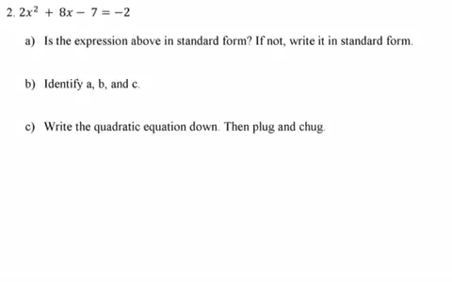Okay guys, so let's go through this problem. This is number 2 on your homework 15. And it's number 2, 2x squared plus 8x minus 7 is equal to negative 2. So what do you think? Is the expression above in standard form?